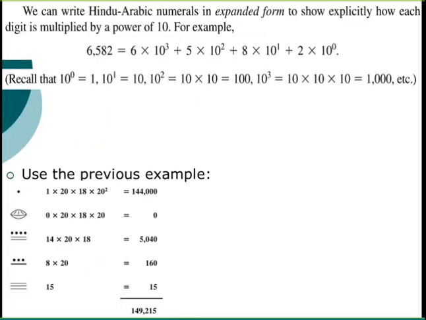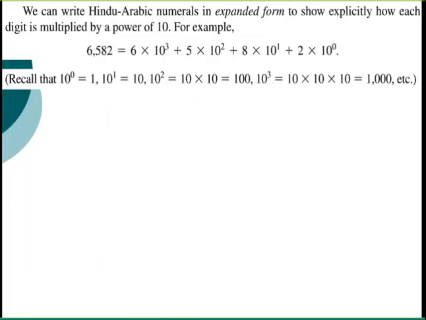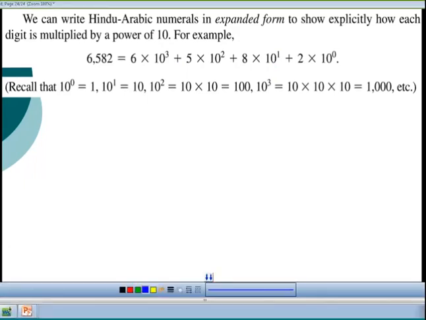Okay. So now your homework's going to ask you to take a regular number in Indo-Arabic numeral and write it in the expanded form to show explicitly how each digit is multiplied by a power of 10. So it's kind of like taking how we've read numbers earlier and actually writing it out. So we've got here our 6,000s place. So this is just saying I've got 6,000s. But what you can do is write it as 10 to the third rather than writing 1,000.